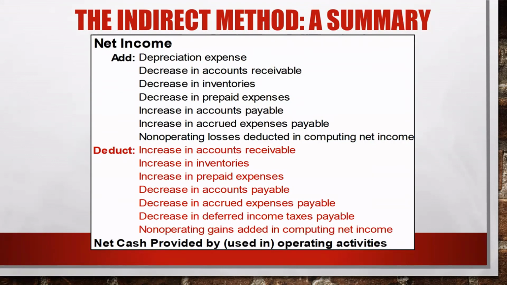Let's take another look at the detailed list of the adjustments to net income to arrive at net cash provided or used in operating activities. Unlike the direct method, the indirect method requires that the net income and all adjustments to net income are listed in the operating section of the statement of cash flows. As I already mentioned, the end result is the same. The difference is in the approach of how to arrive at the net cash provided by operating activities.